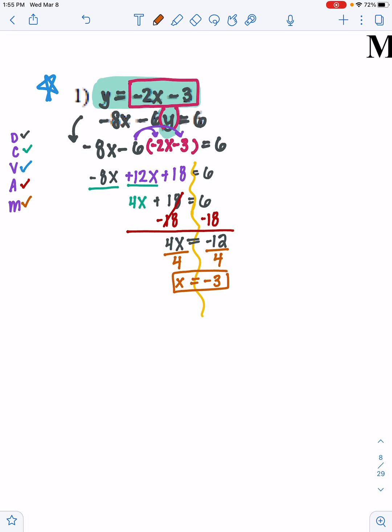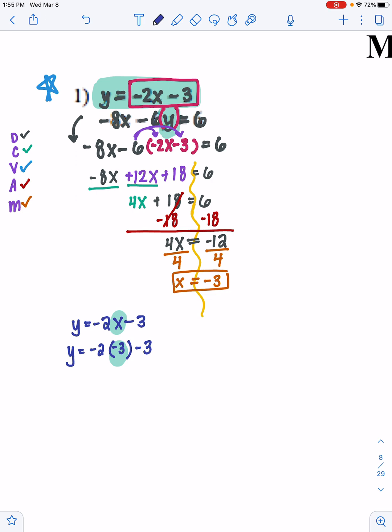However, this is not our final answer because this is a system of equations. We had two variables. So I'm going to go ahead, and for me, the first equation is easier, so let me recopy that. y equals negative 2x minus 3. I know what x is now, so I am going to plug in. y equals negative 2, and instead of x, we have negative 3, minus 3.